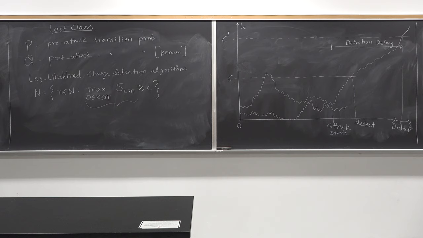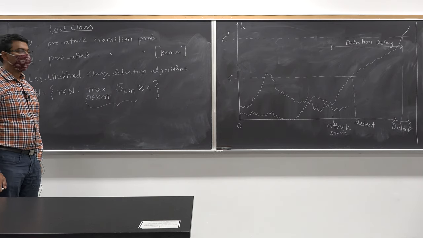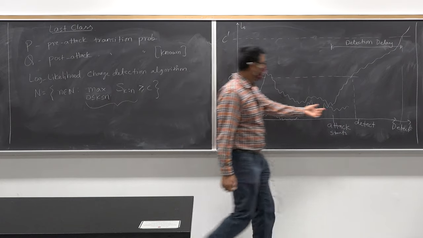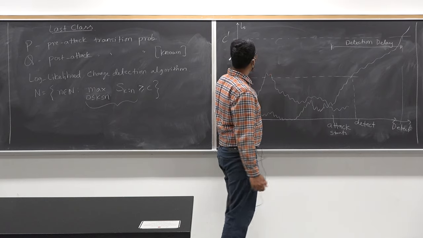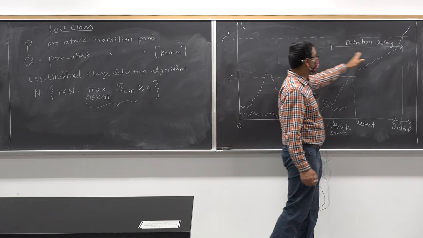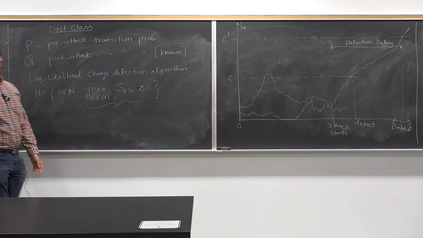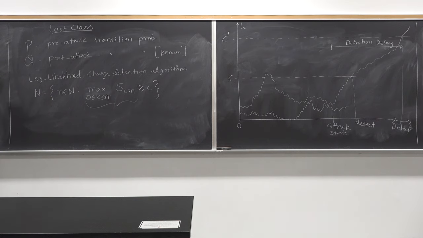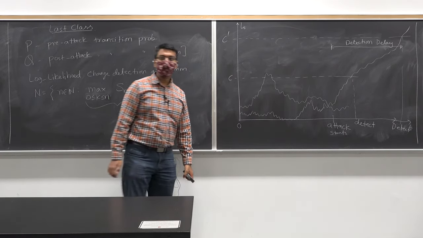Any questions so far? So small C detects much quicker, but then you also have a high false alarm rate. With a large value of C, you will have very little false alarm rate, but the detection delay will be significantly higher. And you always have to have this trade-off. There's no way you can get around it. Any questions on this part?